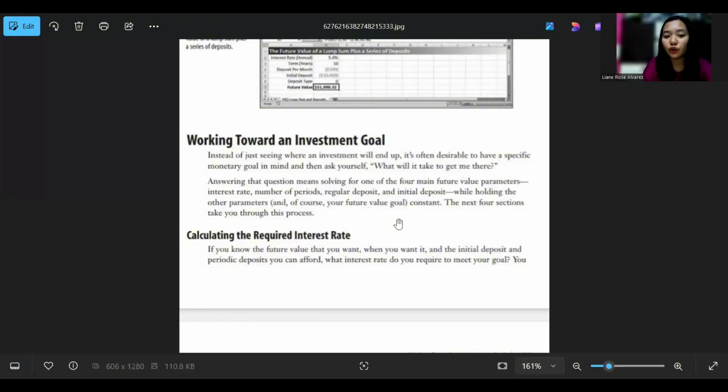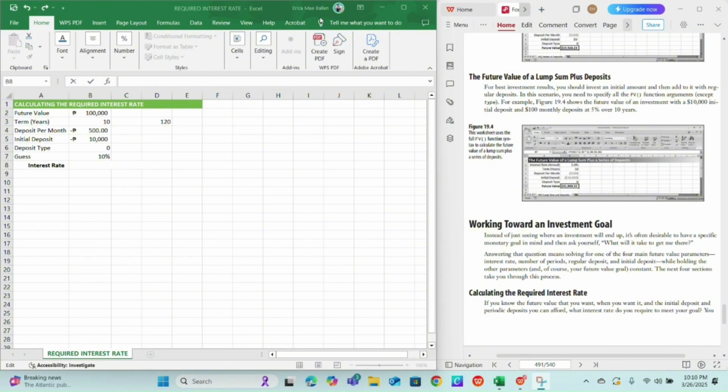Ma-reach mo na yung future goal mo. So, by adjusting one of these variables while keeping the others constant, you can calculate what it will take to reach your desired future value, the amount you aim to have at the end of the investment period. For our next topic, we will be calculating the required interest rate. If you know the future value that you want when you want it, and the initial deposit and periodic deposits you can afford, what interest rate do you require to meet your goal?